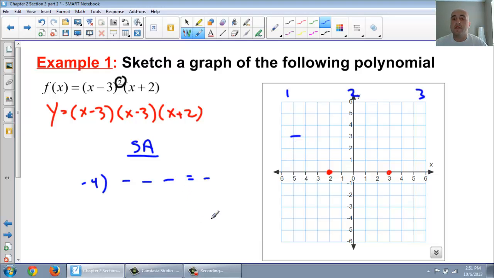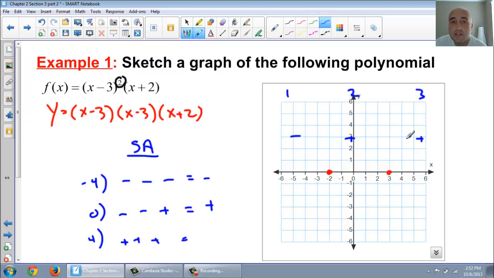Now give me a number between negative 2 and 3. Let's just pick the easy one, 0. 0 take away 3, 0 take away 3. Those are both negative. 0 plus 2 is a positive. Negative times a negative is a positive. Positive times positive equals a positive. So in between the two zeros, it's a positive. And now off to the right, give me a number to the right of 3. Let's just do 4. 4 take away 3, 4 take away 3, 4 plus 2. Those are 3 positives. Positive times positives is equal to a positive.